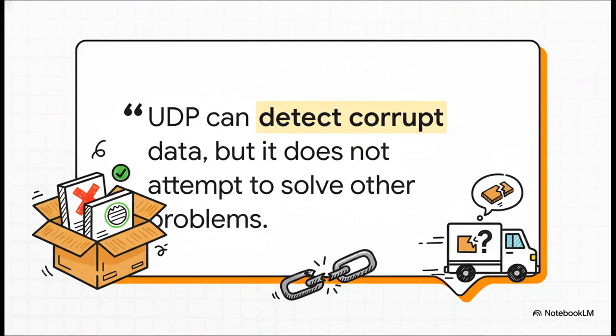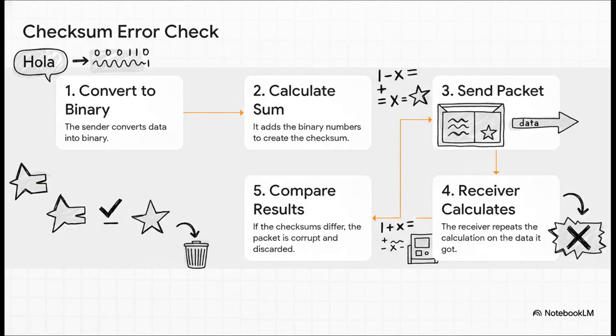Now, UDP isn't completely reckless. It does have one little trick up its sleeve for reliability: the checksum. But here's the crucial thing to understand. A checksum is like a quality control sticker. It can tell you if the package was damaged in transit, but it has no power to magically repair that damage. So how does this actually work?